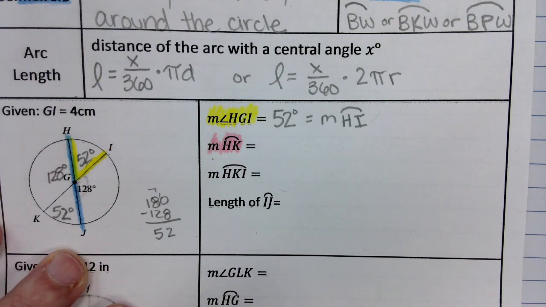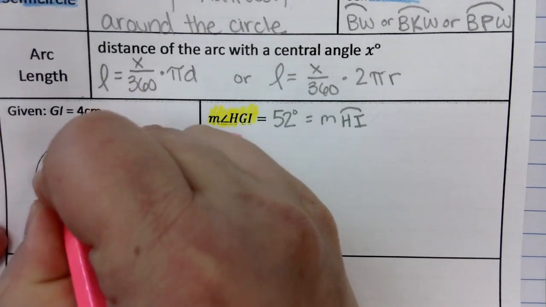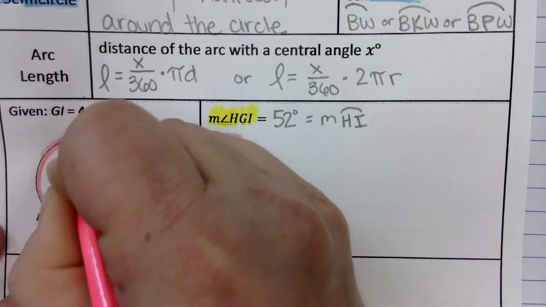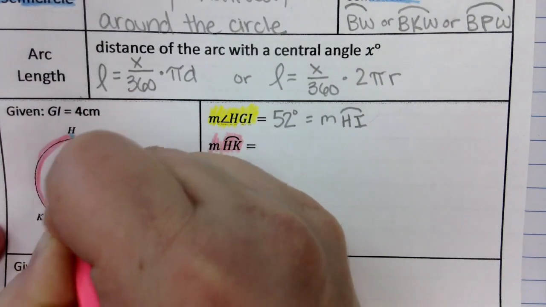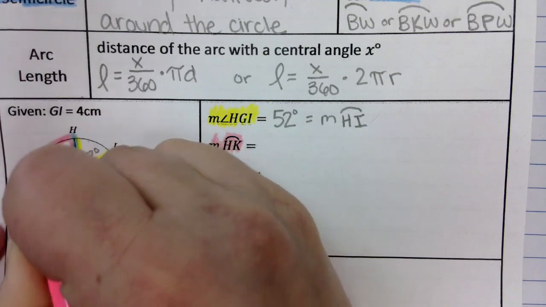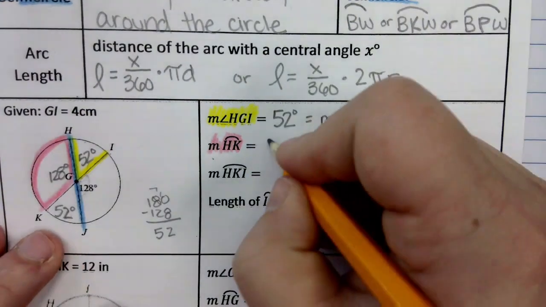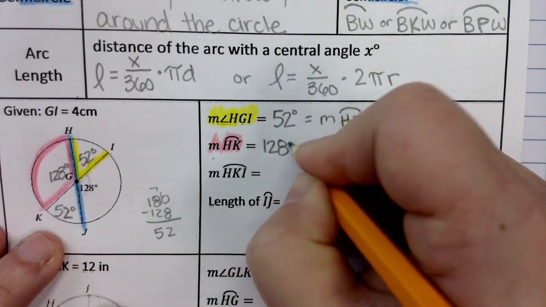Okay, now for our last one here, it says HKI. So look at that first. We're starting at H. When we go around the circle, we're going to go through K, and then we're going to end at I. H to K to I. Is that a major or a minor or a semicircle?